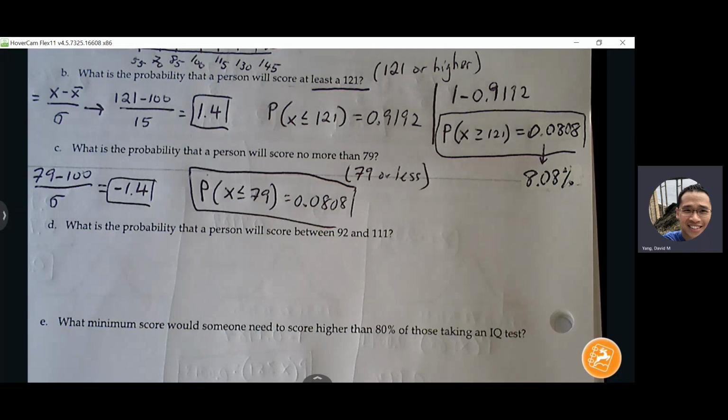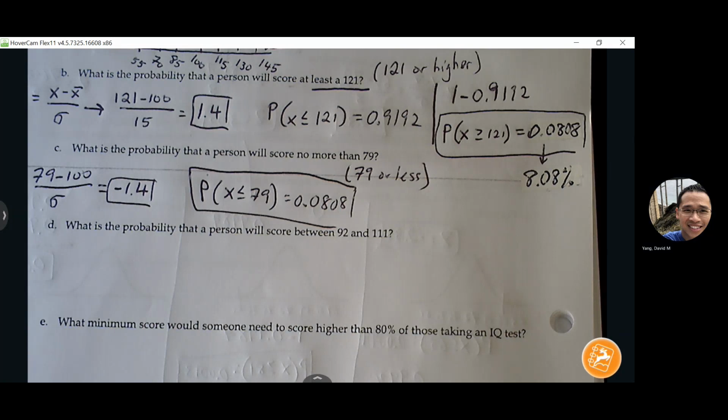Okay, what's the probability that a person will score between 92 and 111? If it's asking less than, can you just look at the negative side? Yeah, someone was asking about that. It should work out because everything should be symmetrical. So yeah, you could look at the negative side, but I'm just always going to follow whatever number they give me and make that adjustment there.